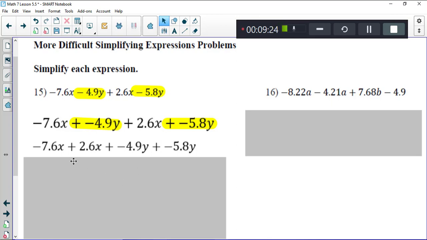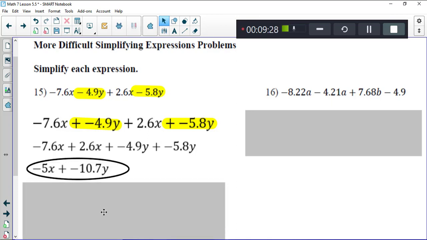So again, use a calculator. Negative 7.6 plus 2.6 is negative 5x. Negative 4.9 plus negative 5.8 is negative 10.7y. So our final answer looks like this.